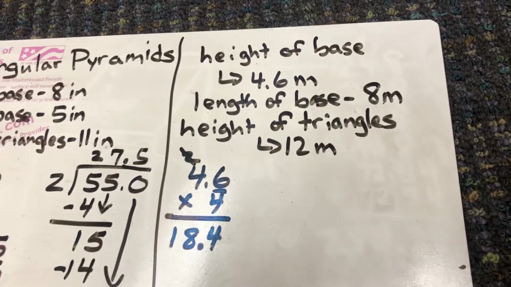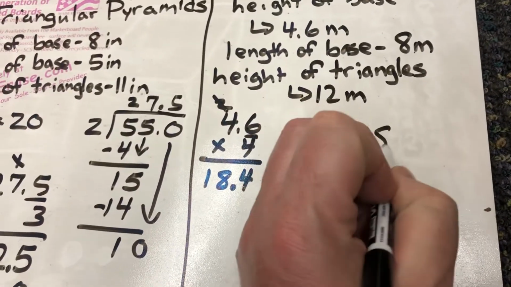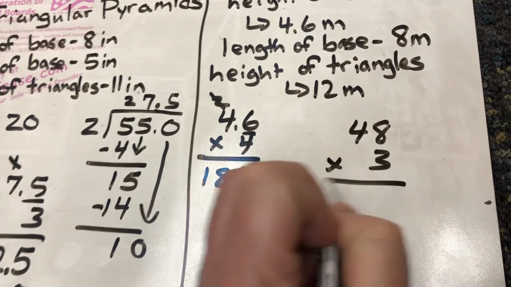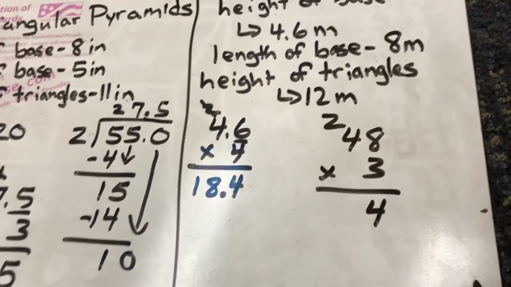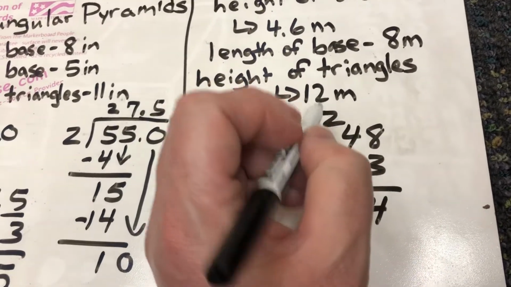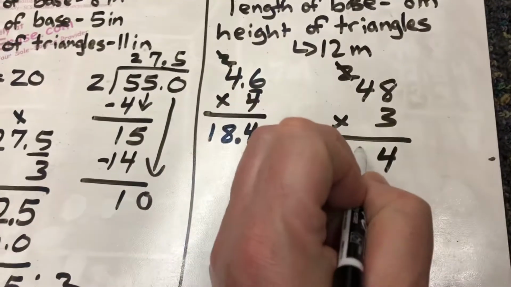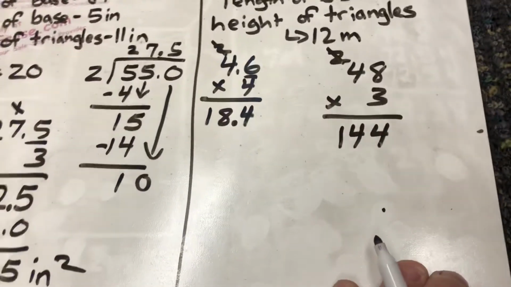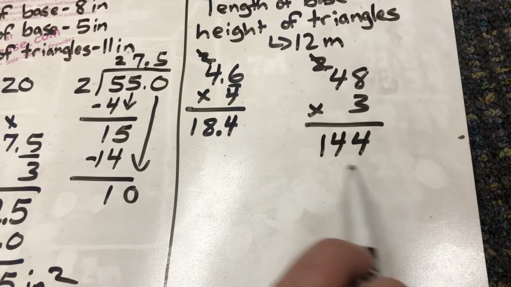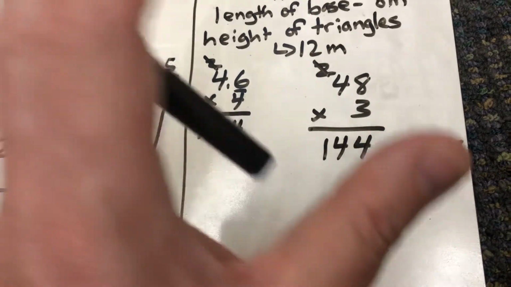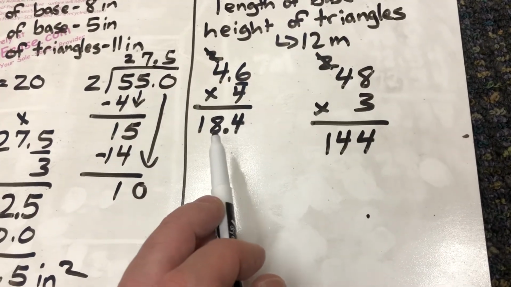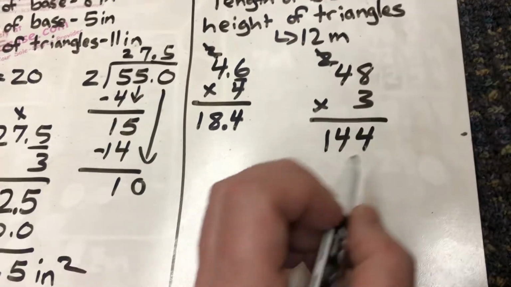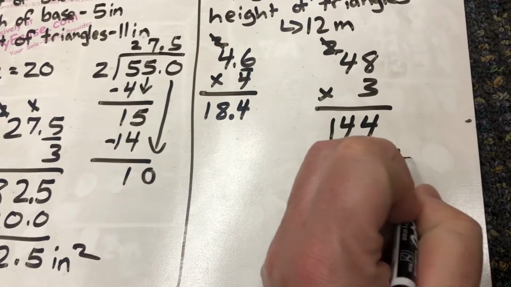But I have 3 of them. So I need to take 48 times 3. 3 times 8 is 24. Put the 4 down, carry the 2. 3 times 4 is 12, plus 2 is 14. I get 144. So the combined area of all three triangles rising up is 144. Well, I need to add that to the area of my base, which is 18 and 4/10.